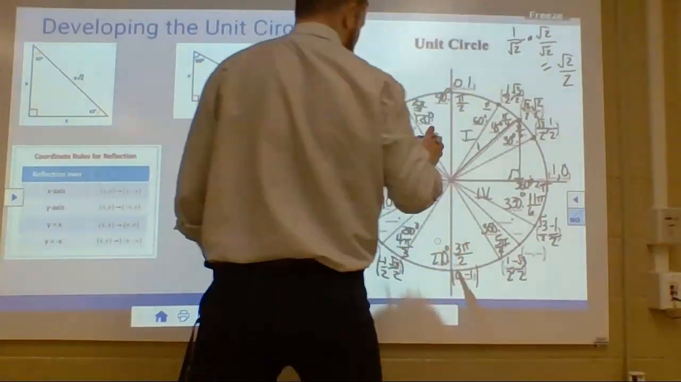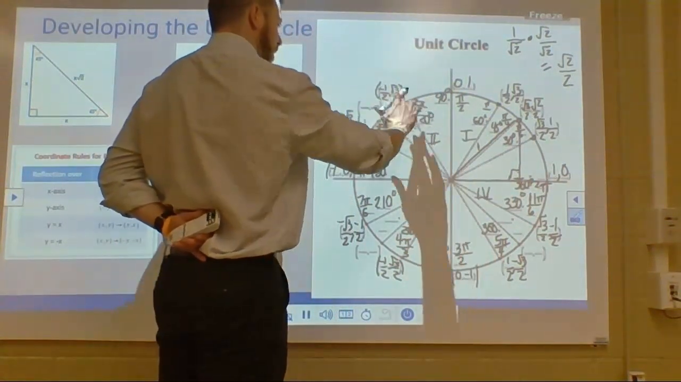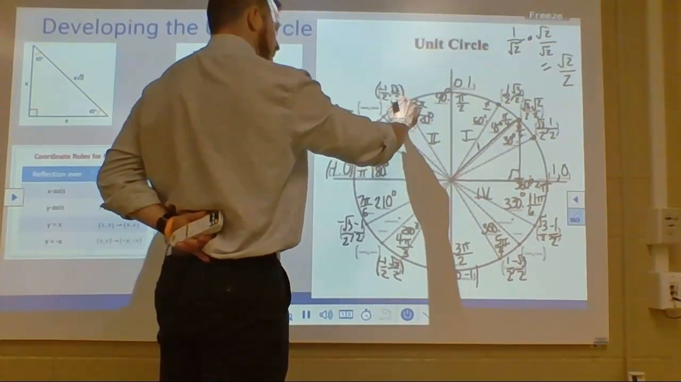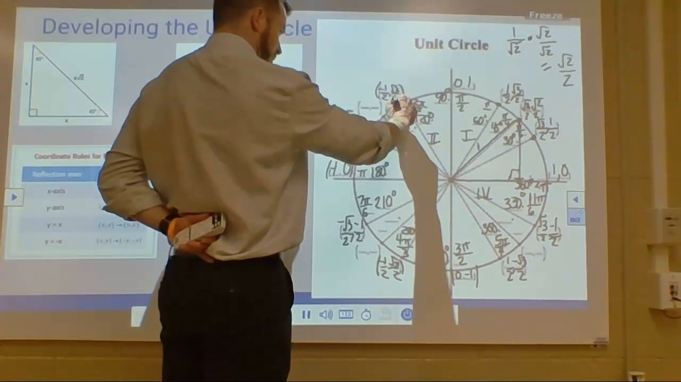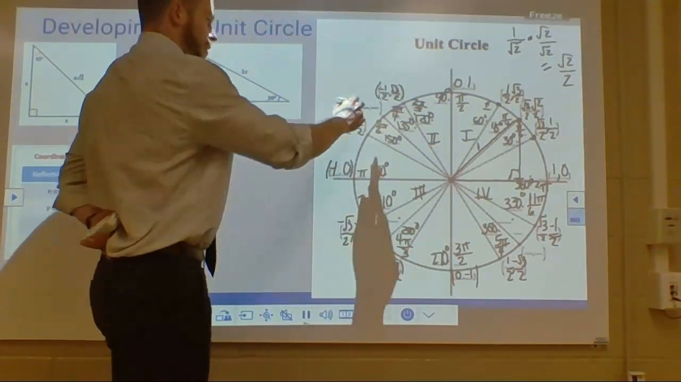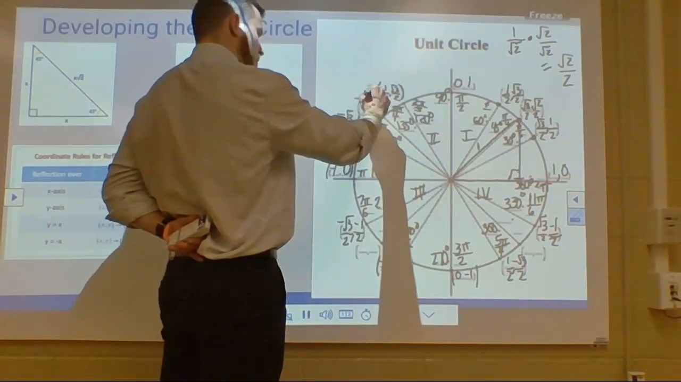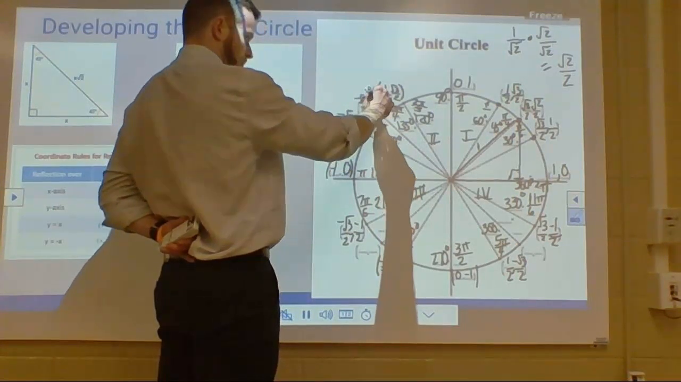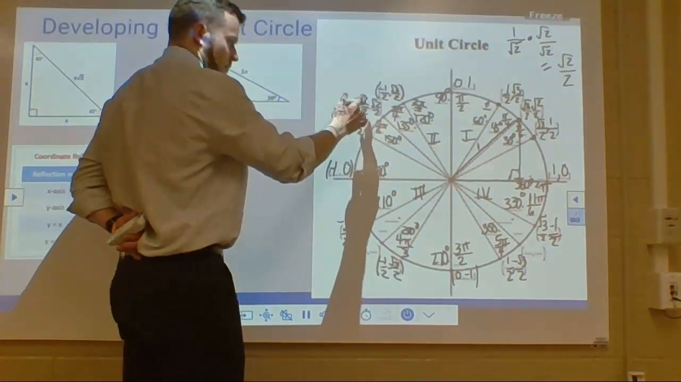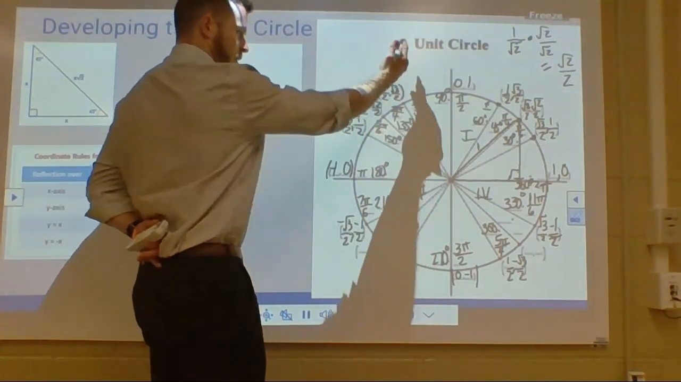So let's keep going over here. We're going to reflect across the y-axis, and 45 degrees away from 90 degrees, that's going to give us 135 degrees. And that is a radian measure of 3 pi over 4. And so then that coordinate point, when we reflect across the y, the x value changes, so we get negative square root of 2 over 2. And then the y value stays the same, square root of 2 over 2. And remember, this should make sense. The x values in this quadrant should all be negative. The y value is positive. Negative x, positive y. Okay?